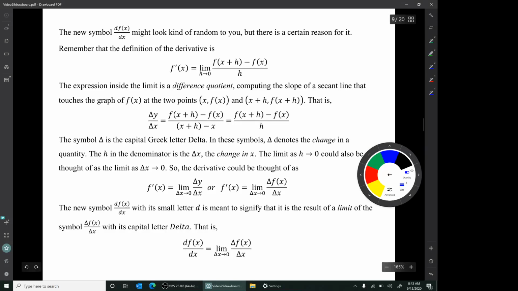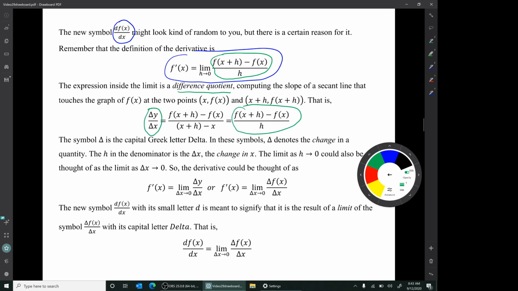Now, this new symbol, df of x dx, might look kind of random to you, but there's a certain reason for why it looks that way. Remember that the definition of the derivative is this thing. This expression involves the limit of a difference quotient. The thing inside this limit is a difference quotient, and that difference quotient computes the slope of a secant line that touches the graph of f of x at 2 points. That is, it's the change in y over change in x formula that gets you this expression.